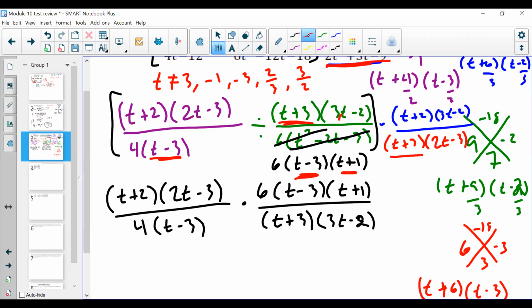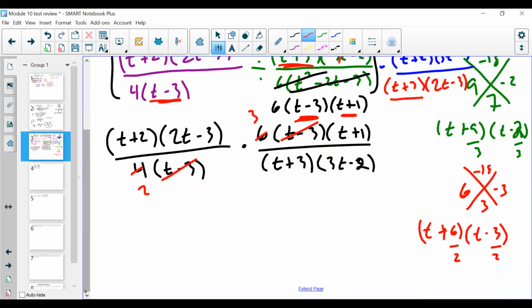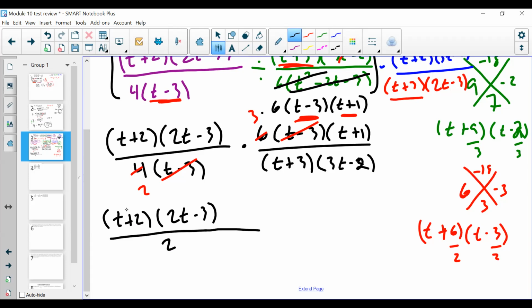All right, now I'm going to start canceling stuff out, and I'll deal with this part right here in a bit. The t minus 3's cancel out, and the 6 and the 4 can reduce down to 3 and 2. So what I get when I reduce all this down is I have t plus 2 times 2t minus 3 all over 2. And I still have this 3 right here. I'm going to put this 3 in the front right here. And I have this factor of t plus 1. And these two factors of t plus 3 and 3t minus 2.